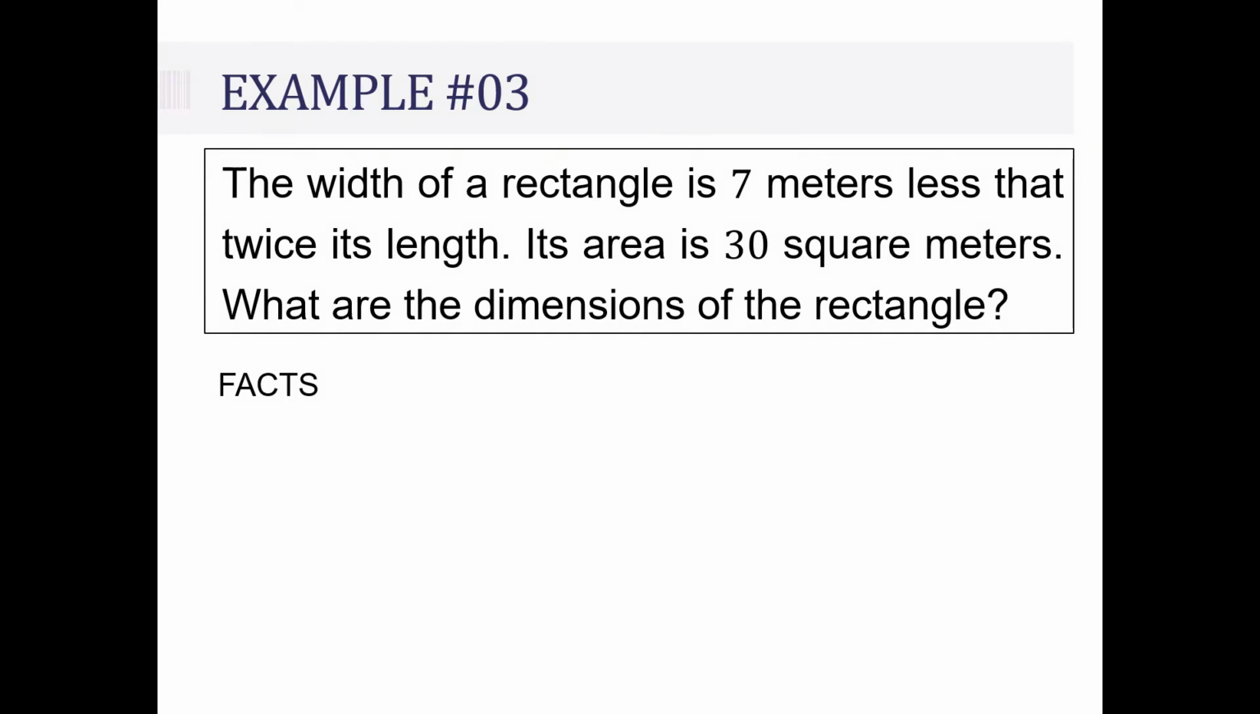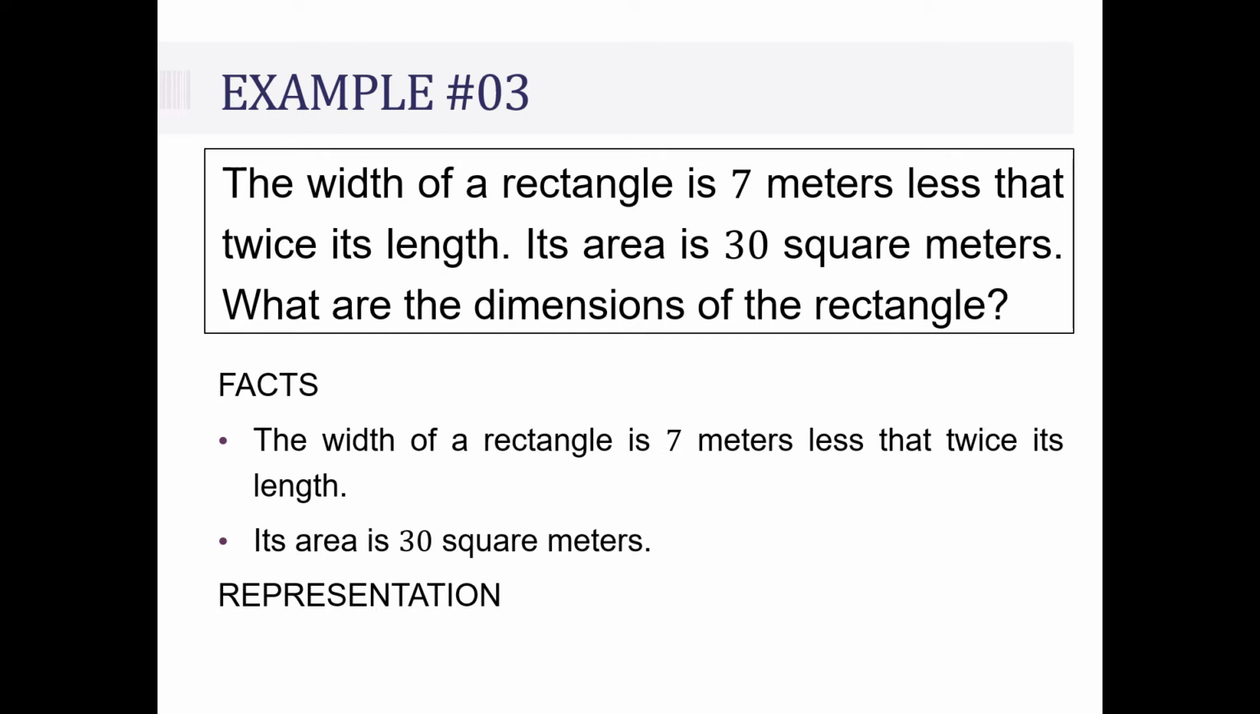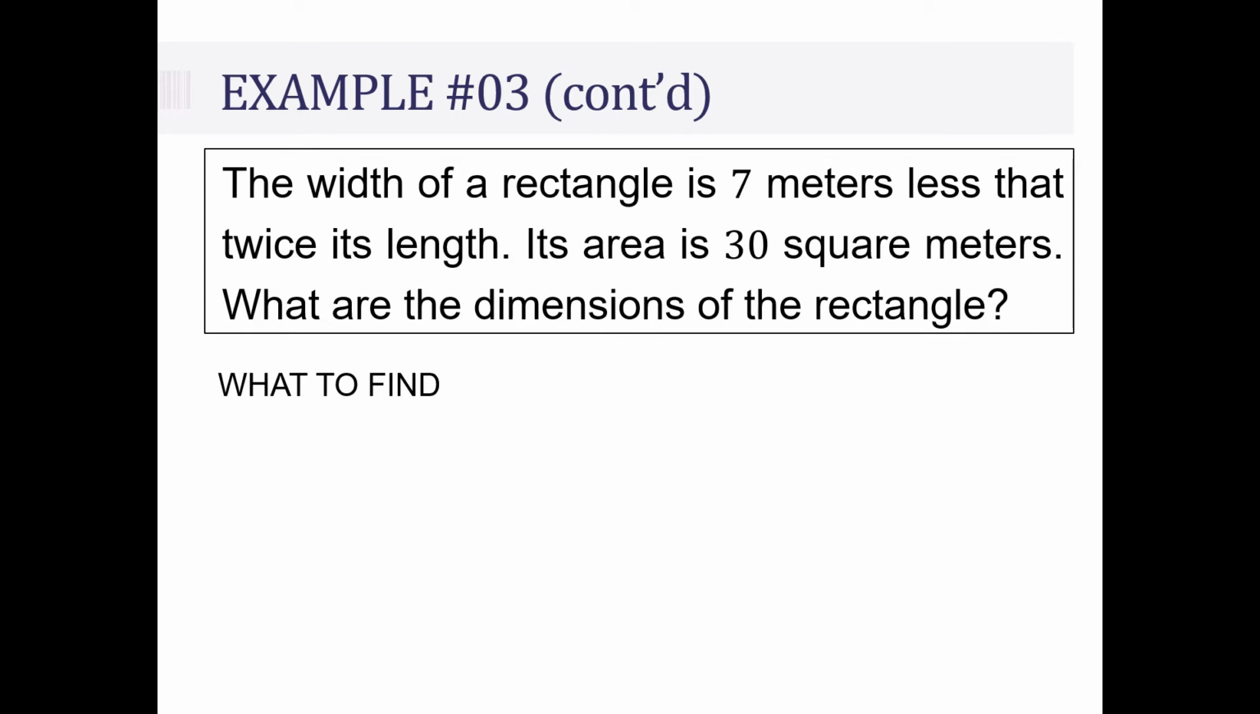Now, let's see, ano ba yung mga facts na alam natin dito? So, we have the width of a rectangle is 7 meters less than twice its length and that its area is 30 square meters. Now, let's represent. We let x be the length and 2x minus 7 be the width. Kaya sabi niya dito, 7 meters less daw than twice the length yung kanyang width. So, 7 less than twice the length yung kanyang width. So what do we wish to find? We want to find the dimensions of the rectangle.